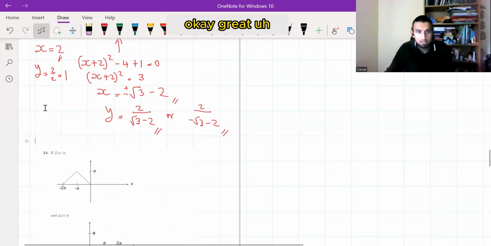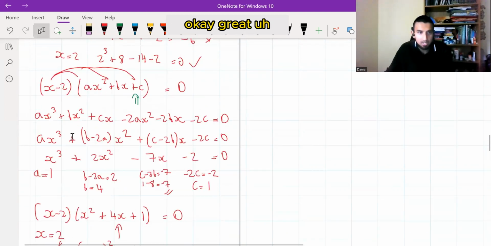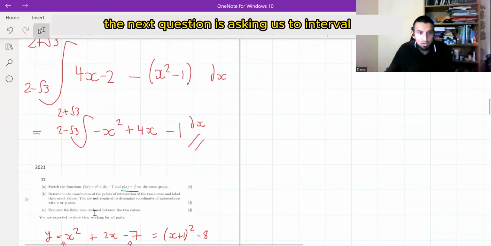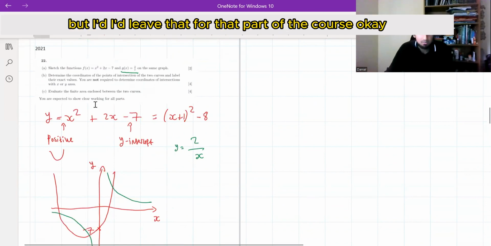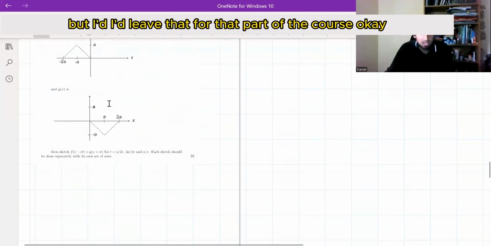Okay? Great. The next question is asking us to do the integral. We're going to cover integration in another part. I know I did cover it briefly here, but I'd leave that for that part of the course, okay?